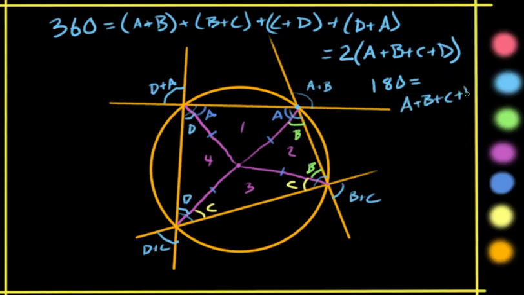C plus D. And now we're pretty much there, because look, if you add up these opposing angles, it doesn't matter whether you pick this pair or this pair, both of them are going to be A plus B plus C plus D. So if you look here, you've got an A, a B, a C, and a D. And if you look here, you've got an A, a B, a C, and a D. So that means these two angles add up to 180, and these two angles add up to 180. So the opposite angles are supplementary. Those pairs add up to 180 whenever you have a quadrilateral that is cyclic.